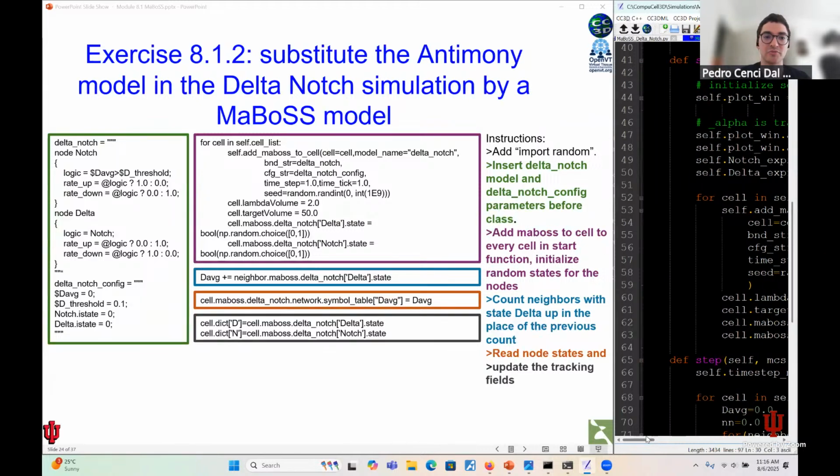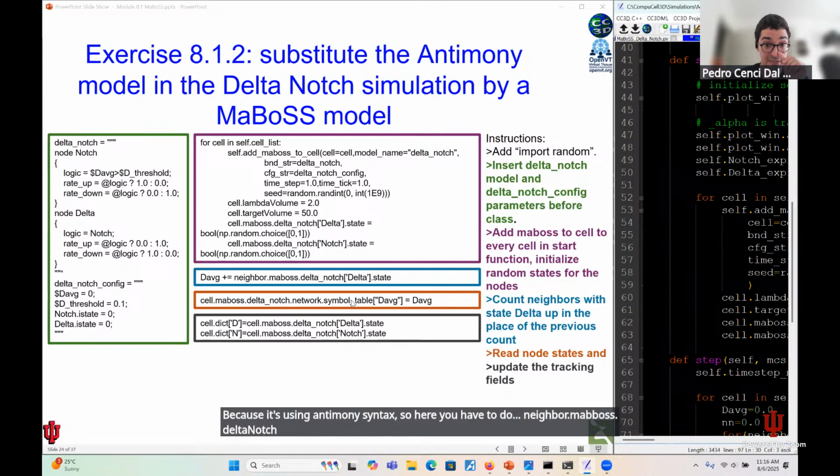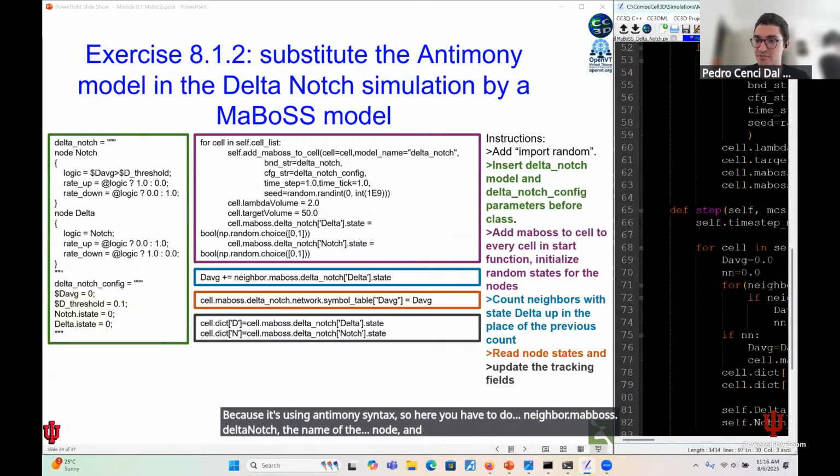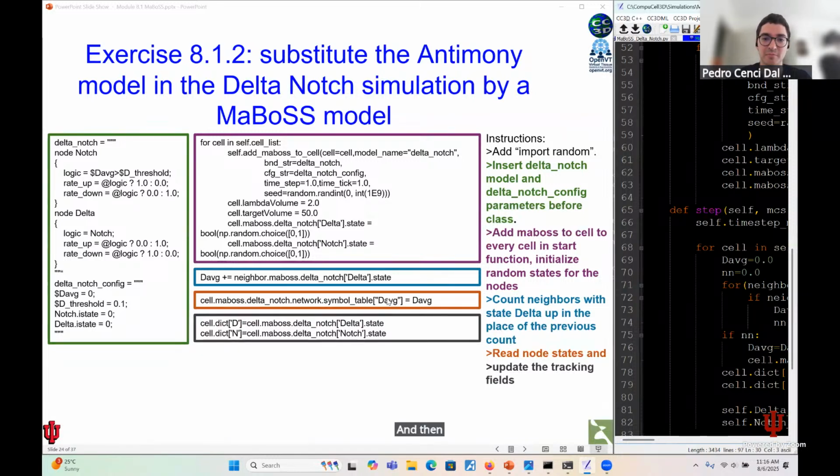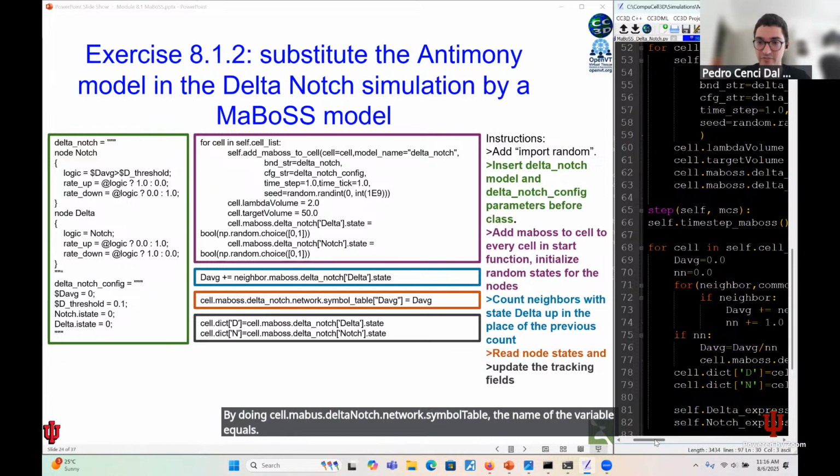Then you have to modify the way you do your delta average because it's using antimony syntax. So here you have to do neighbor.maboss.delta notch, the name of the state, the node, and then dot state to get the state. And then pass the average back inside the network by doing cell.maboss.delta notch.network.symbol table. The name of the variable equals the average of delta in the neighboring cells.